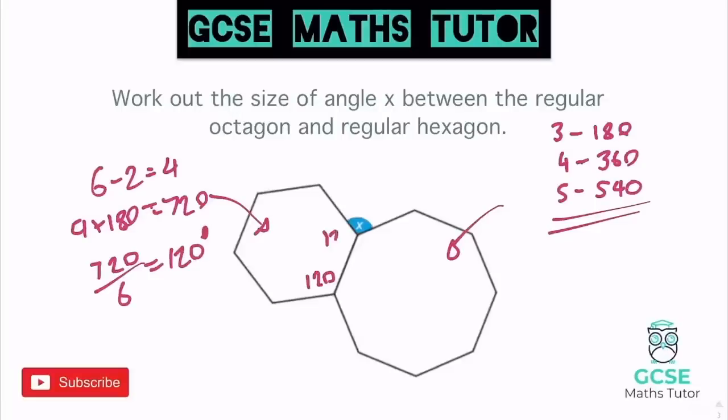Obviously we're concerned about this little area here in this question because we're trying to find the angle between them, but we've got the angle in the hexagon, and that's really important. When you see these words regular hexagon and regular octagon, always just work out the interior angle and label it all over the diagram.